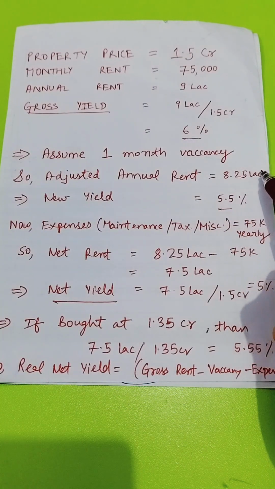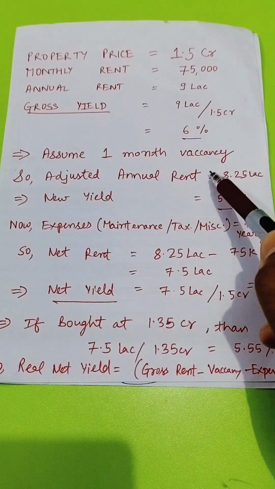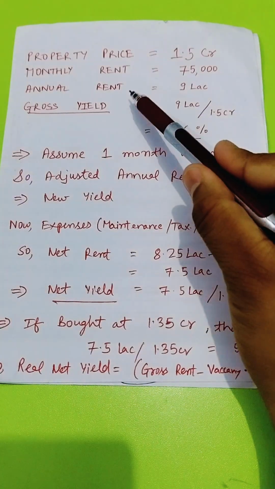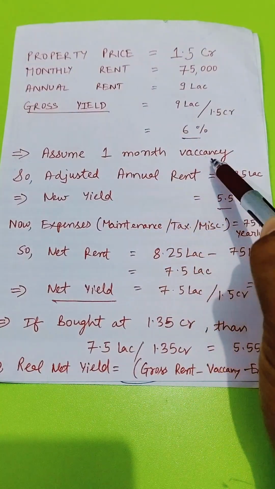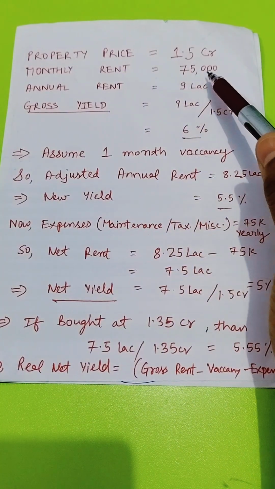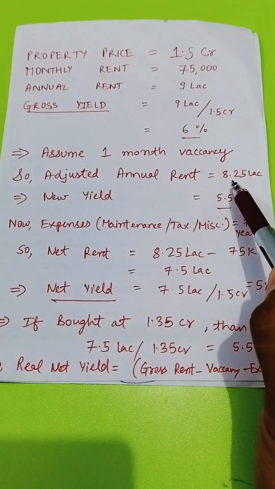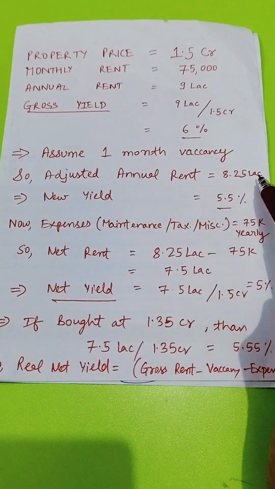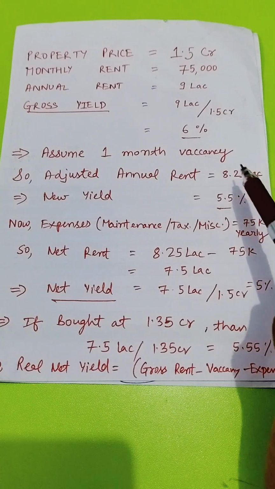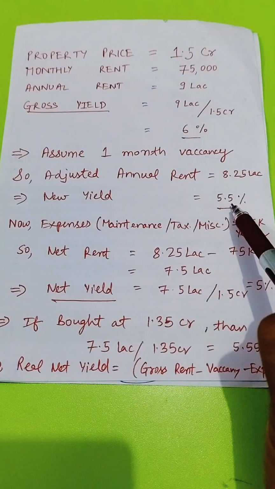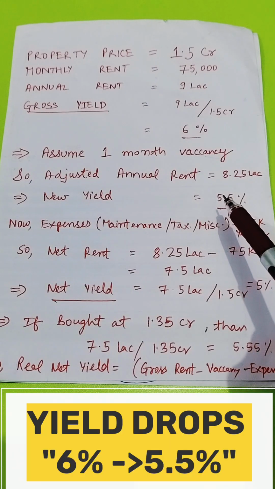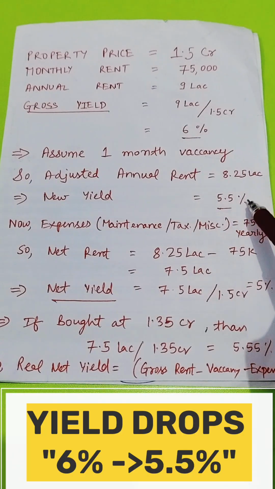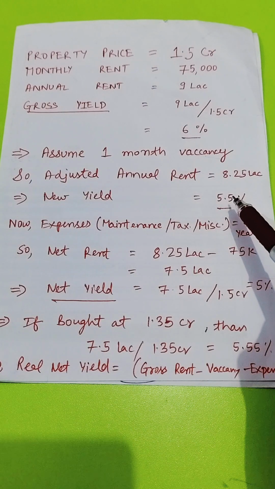8.25 lakh. So if you are getting confused about how this 8.25 lakhs came, our annual rent was 9 lakh, and if there is 1 month vacancy, then 9 lakh minus monthly rent, that is 75,000, and that will be 8.25 lakh. So our new yield comes out to be 5.5%. Already yield dropped from 6% to 5.5%, and we have not even considered expenses yet.